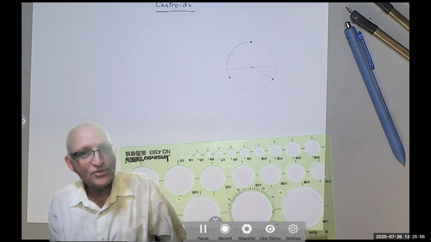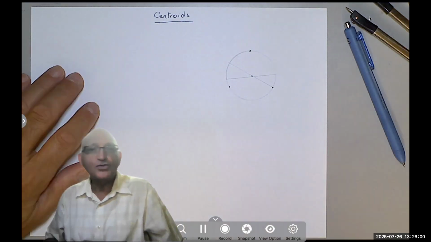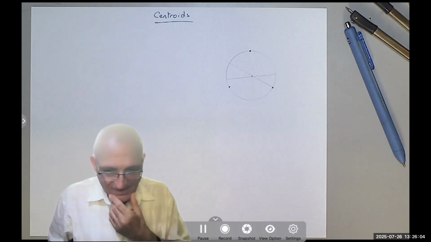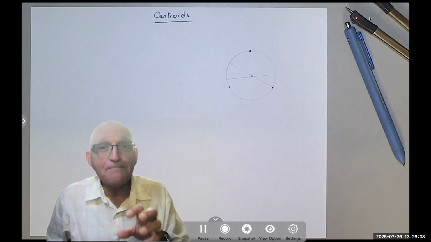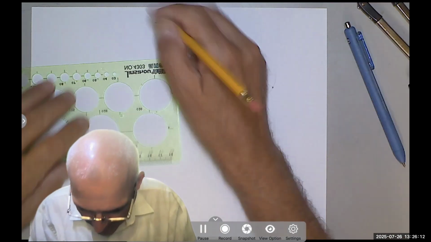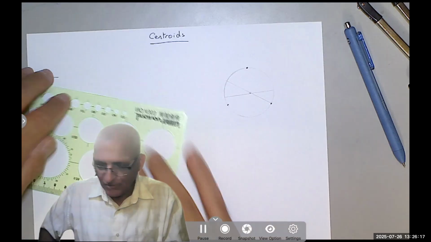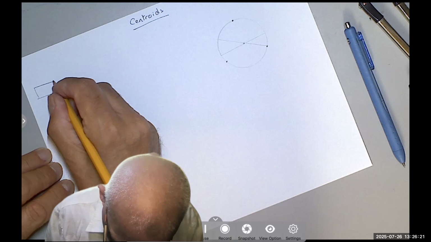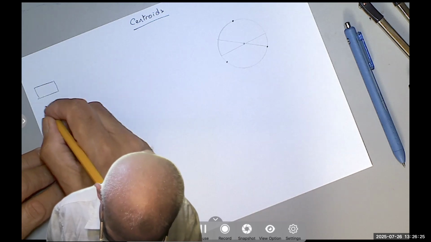Some who did geometry know the answer. But let me give you an easy way to find the centroid of these simple shapes. Okay? I'm going to draw a rectangle. Again, not to scale. I'm going to just draw a rectangle here, and then a triangle in this direction.